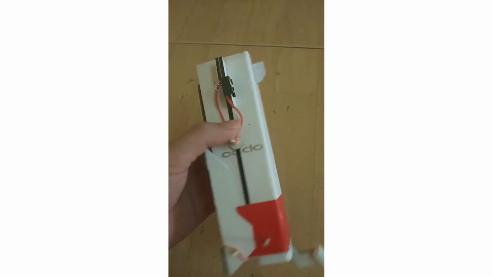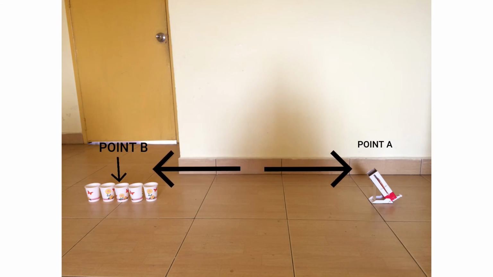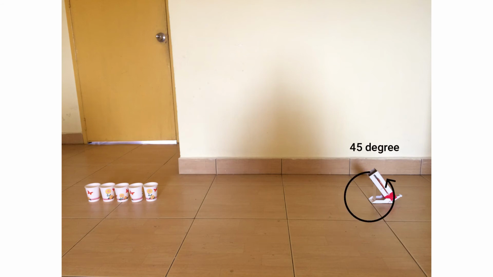So we find out the results of our experiment. For our experiment, we put point A as the launcher and point B with 5 cups. We put the 5 cups at point B. The distance between A and B is 1.5 meters. The angle of the launcher is 45 degrees. So let's see the experiment begin.